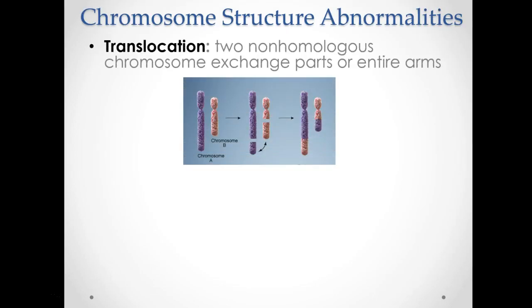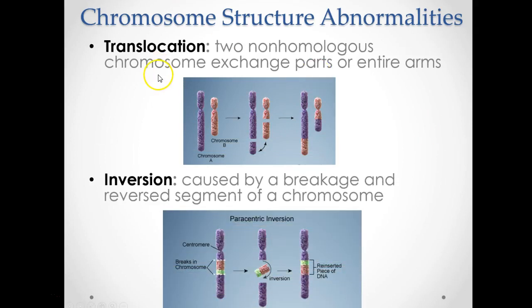Other things that can happen include inversions and translocations. A translocation is where two chromosomes that are not homologous, these are non-homologous chromosomes, exchange parts, okay? Remember in meiosis, we had homologous chromosomes which were exchanging information and swapping pieces, and that was okay. You don't want non-homologous chromosomes to do that because then you're putting genes where they don't belong. And an inversion is very simply where we have a break in the chromosome, but instead of the piece going away, it gets flipped upside down.